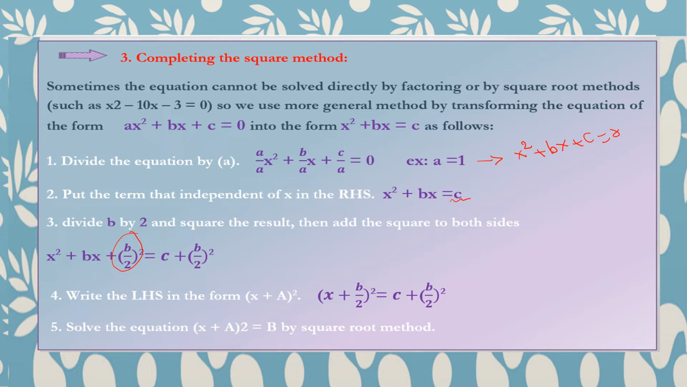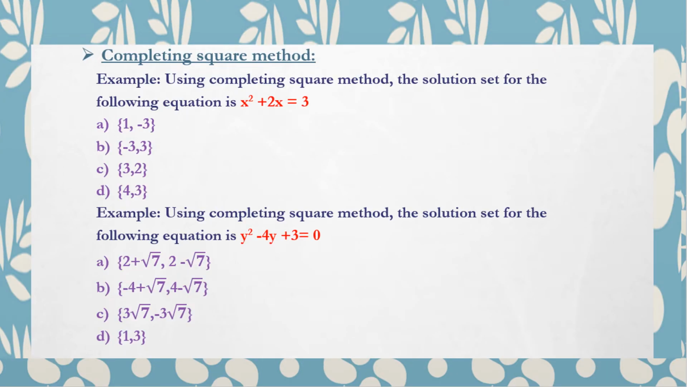Let's take some examples in order to clarify the idea. Completing the square method. Use this method to solve the following examples. Using the completing the square method, the solution set for the following equation is, and the equation is x squared plus 2x equals 3. By looking at this equation, we can see that the equation is already in the form for completing the square, and the constant term in the equation is on the right-hand side, which is 3.